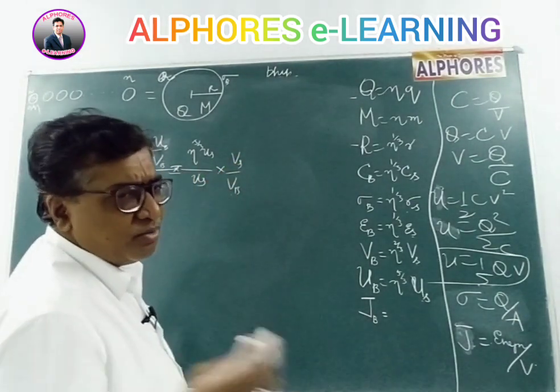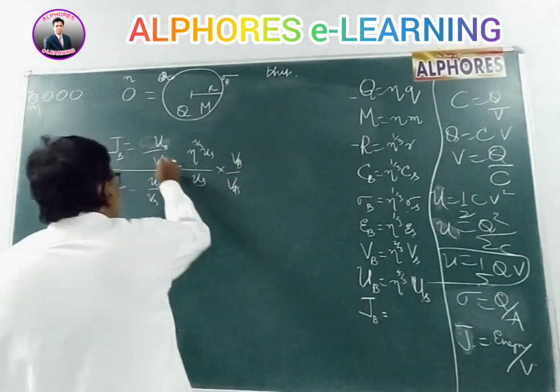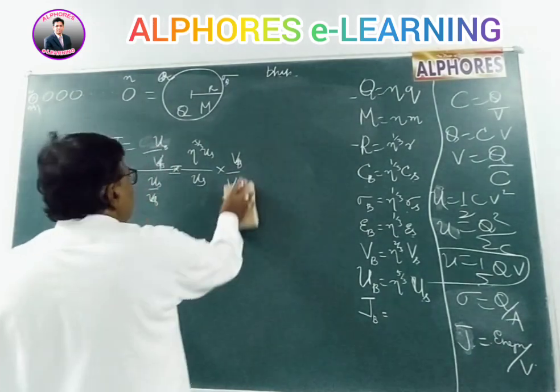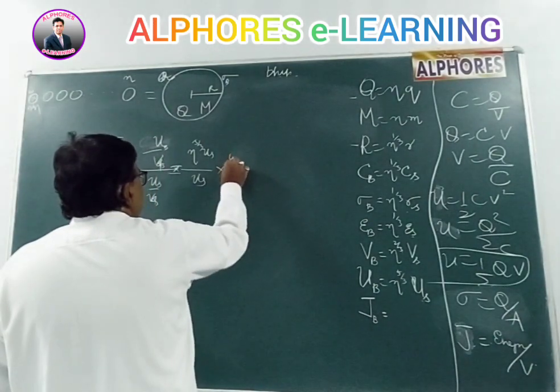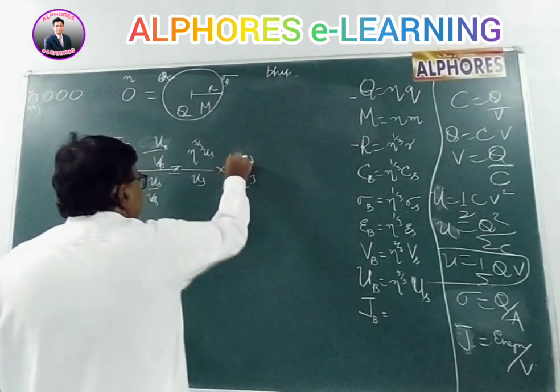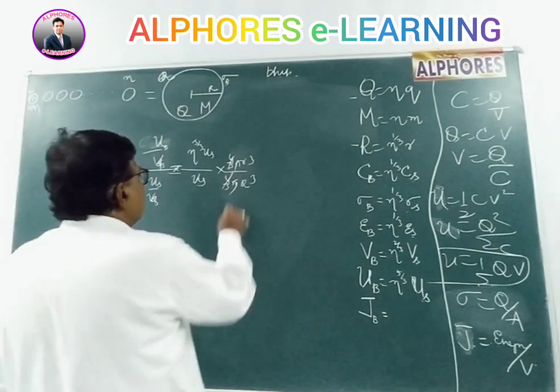What is volume? Don't get confused, it's not potential, it's volume, please. Right, volume. So what is volume? 4 by 3 pi r cube. So it's 4 by 3 pi small r cube by 4 by 3 pi capital R cube. 4 by 3 by 4 by 3 pi cancel. Well, small r by capital R.